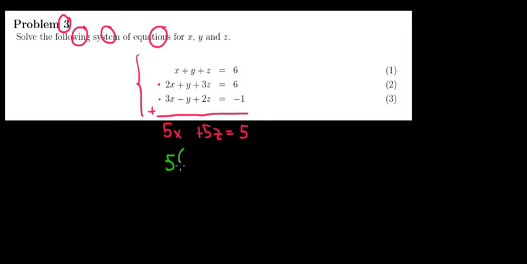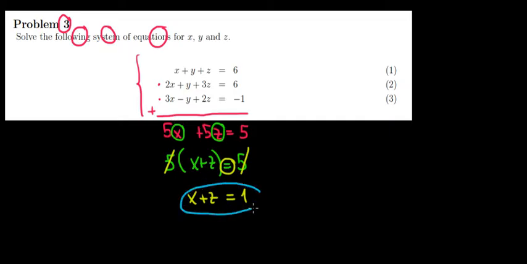Now we can see that there is something in common here, and that is 5. If we take 5 as a common factor, we're left with x plus z on the left side, so x plus z equals 5. Now 5 and 5 cancel out because this is an equation, and we're left with x plus z equals 1. Now with this in mind, we can already find out something.